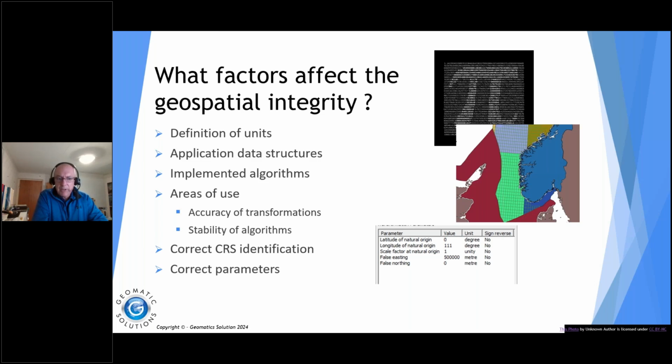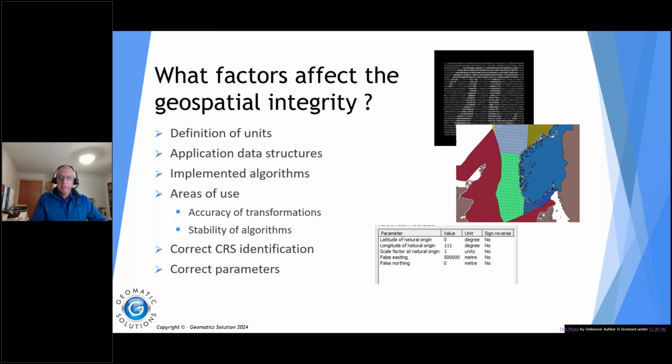You also need the correct CRS identification. So when you load data into your application, if you select the wrong CRS, then your data goes off by a little or a lot, depending on how wrong you select the CRS. And you pray that your CRS catalog, once you've selected that CRS, does actually have the correct parameters. If it doesn't, then it will affect your geospatial integrity very negatively.